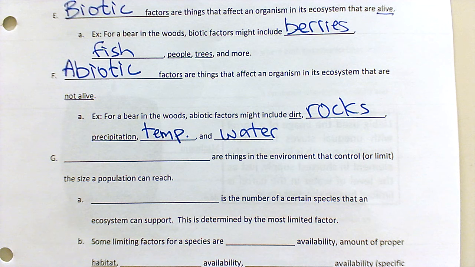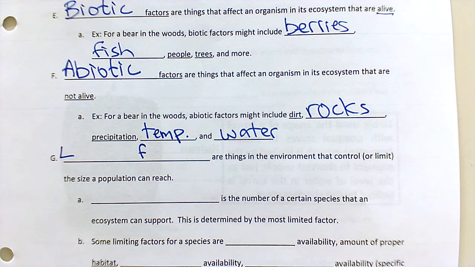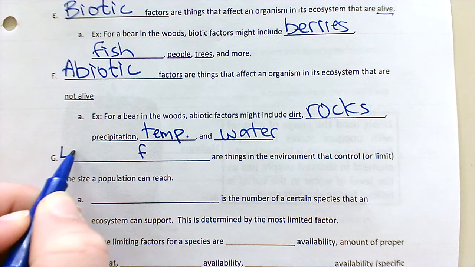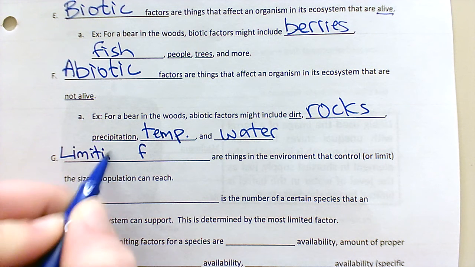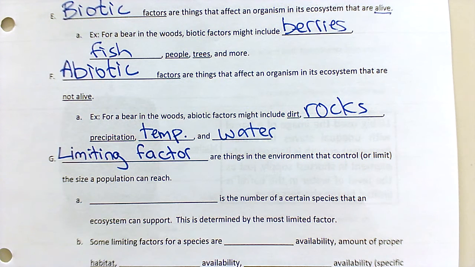This is a two-word one. I don't know if it was in the reading or not. It's a two-worder. I'll give you a limiting factor. So they're literally just factors that limit the population. So don't try to overthink that term.